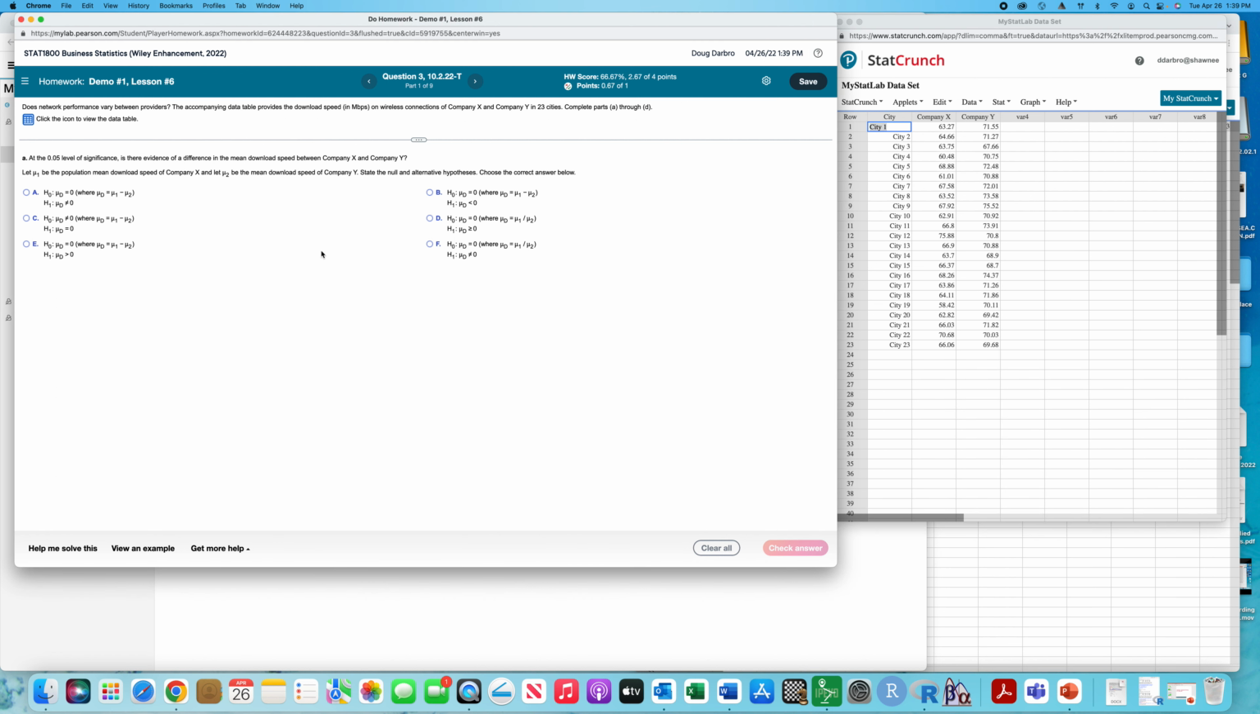All right, so the correct hypothesis is going to be that mu d... no, it's not it either. We're wanting to test not equal to. So mu d equals 0, where mu d is mu1 minus mu2, and the difference is equal to 0, or not equal to 0. Because again, up here, is there evidence of a difference? We're not saying is there evidence that company X is faster than Y or vice versa. We're just saying, is there a difference?